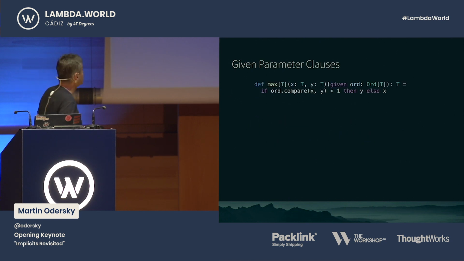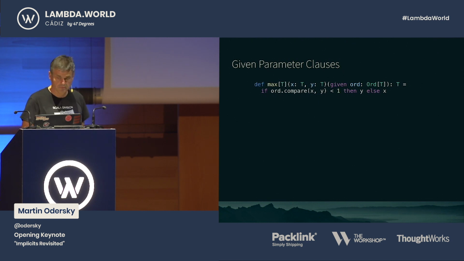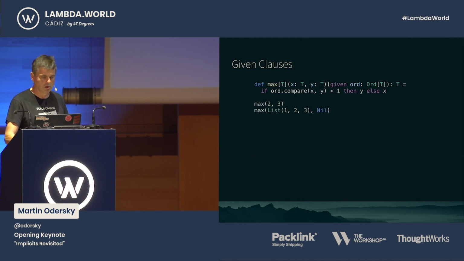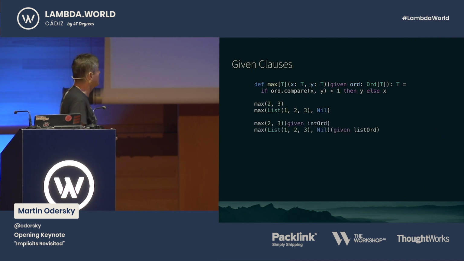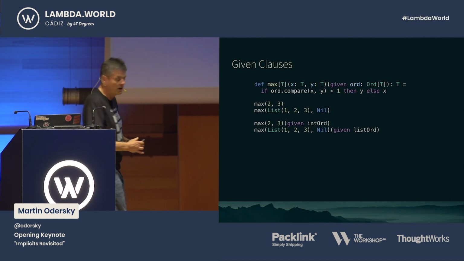Okay, so let's have a look at the parameter clauses. They actually look a lot like implicit. Here you could say, just replace given with implicit, and you have the old syntax. So here we have a max method that takes an x and a y, and it takes a given ord parameter, and it uses this ord in the compare thing, right? And then you can call this, of course, as usual. You can just leave out the given parameter, it gets inferred for you, or you can write it. But if you write it, you must repeat the given. So that's a big difference between implicit and given.